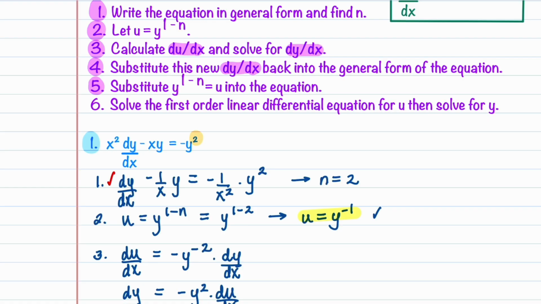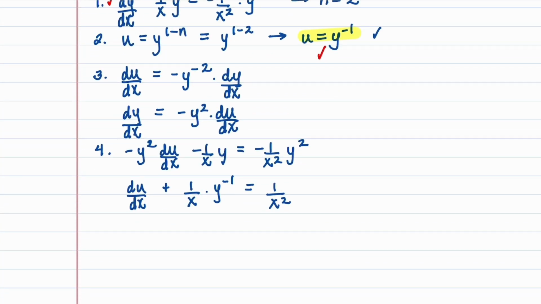We are going to substitute y to the 1 minus n is equal to u into our equation. That's this substitution right here. Let's go ahead and write that over here. We have u is equal to y to the minus 1. That's what we're going to put in. So in step 5, we have du dx plus 1 over x, y to the minus 1 is now u, and our right-hand side is 1 over x squared.